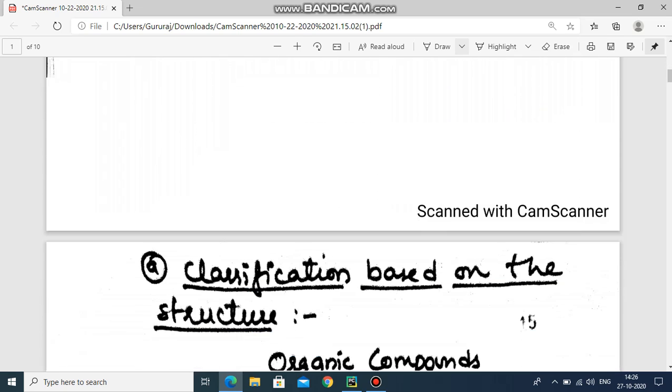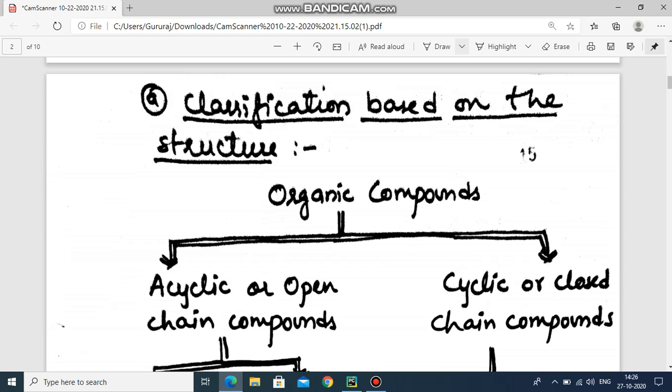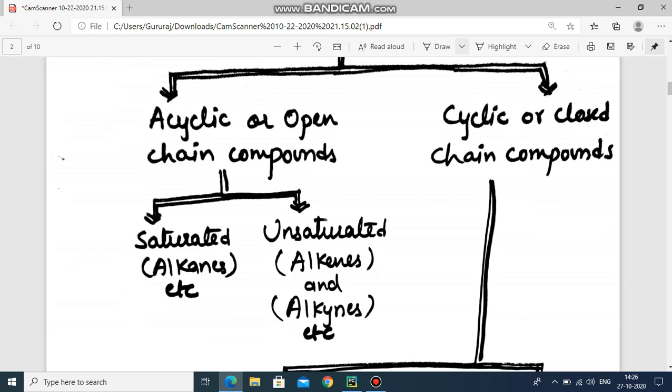Let us see first the classification based on the structure. Basically, organic compounds can be classified broadly into two types: acyclic or open chain compounds and cyclic or closed chain compounds. Acyclic compounds can be further classified into saturated and unsaturated compounds. In the saturated compounds, there are alkanes etc., and in the unsaturated compounds, we come across alkenes, alkynes, ketones, aldehydes etc.